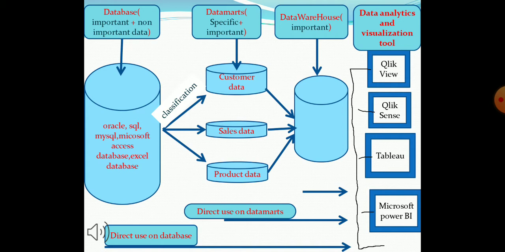These tools are used to represent data in the form of charts, graphs, and maps. At the bottom of the diagram, we can directly use a data visualization tool on the database, datamarts and data warehouse as well. According to your requirements you can use data visualization tools. You can use them on any type of data, but it is usually recommended to use them on top of the data warehouse.